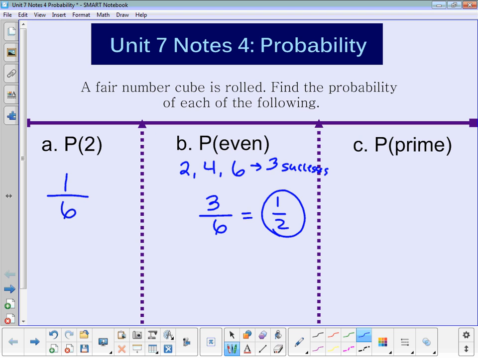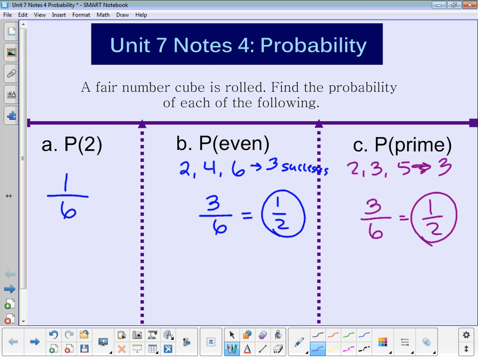Probability of getting a prime number, think of what the prime numbers are. Prime numbers from 1 to 6 are 2, 3, and 5. And so there's 3 of them. 3 successes out of 6 total is the same thing as 1/2. So basic probability, looking at the number of successes that you have out of the number of total outcomes.